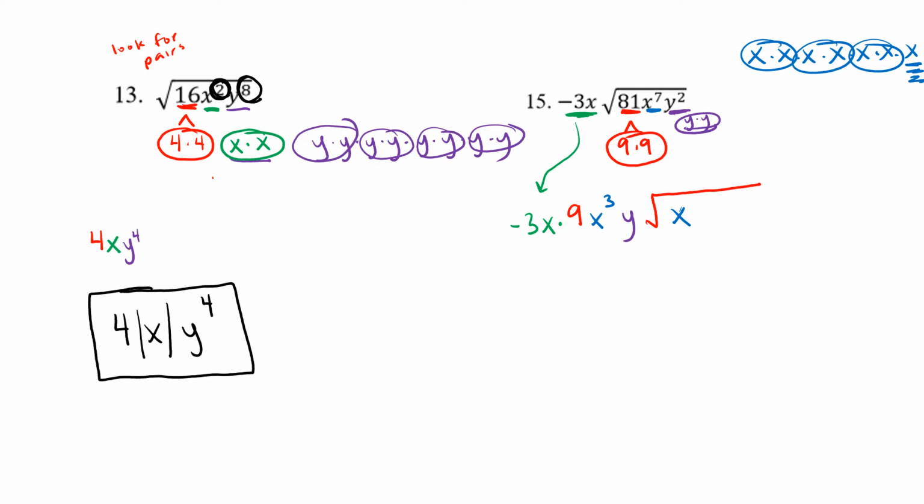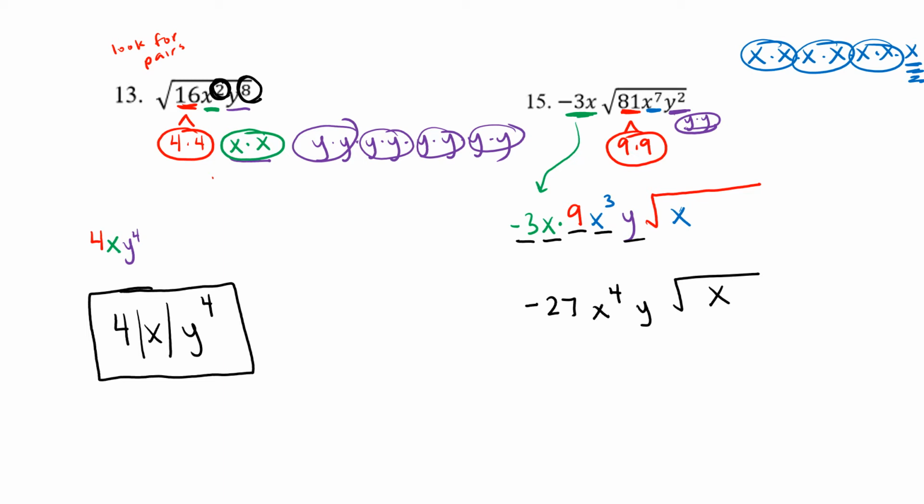Now we can simplify a little bit. Negative 3 times 9 is negative 27. X times x cubed is x to the fourth. And then we have a y with the square root of x left over.